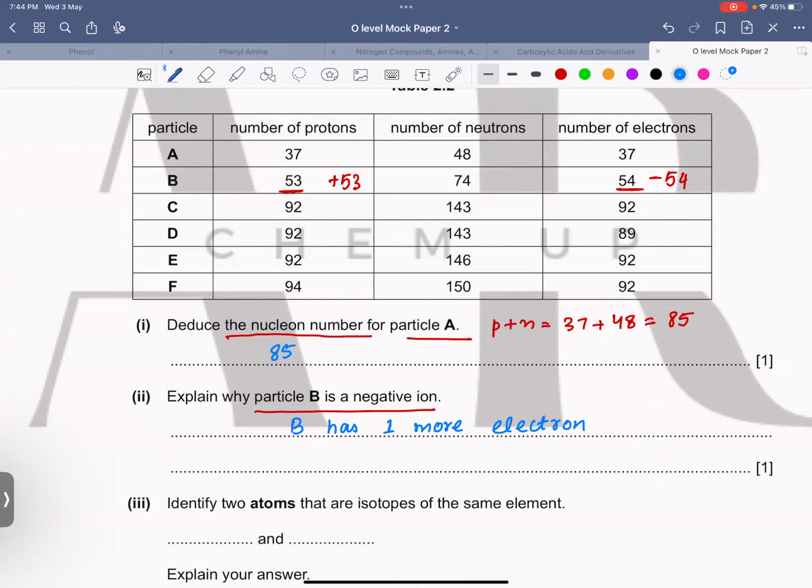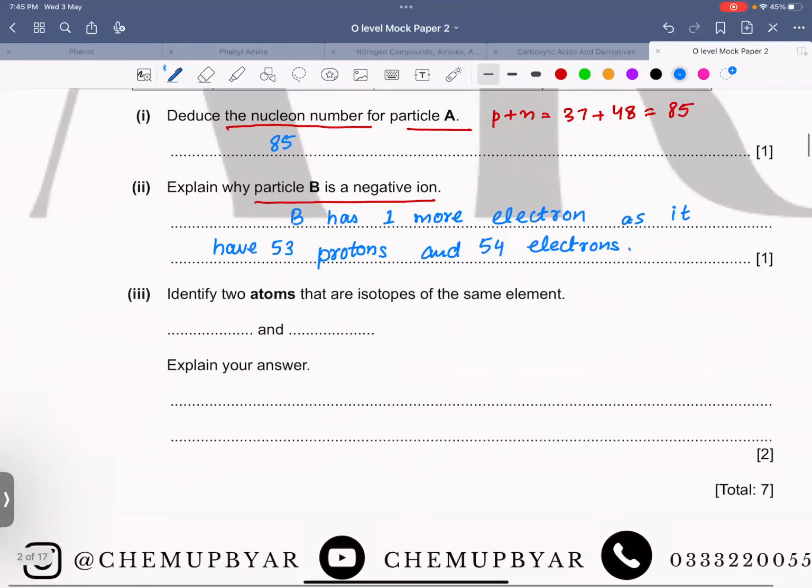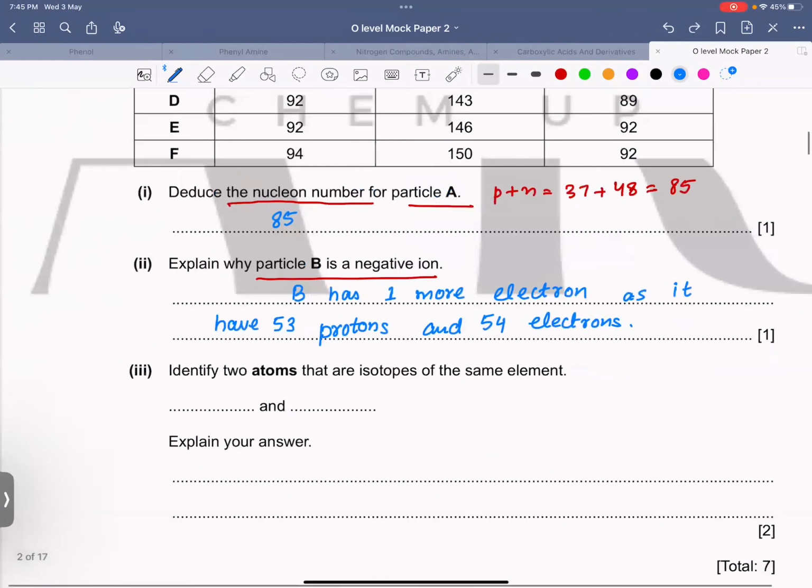Just mention that it has one more electron, and I suggest you further mention that it has 53 protons and 54 electrons. Now, next part.